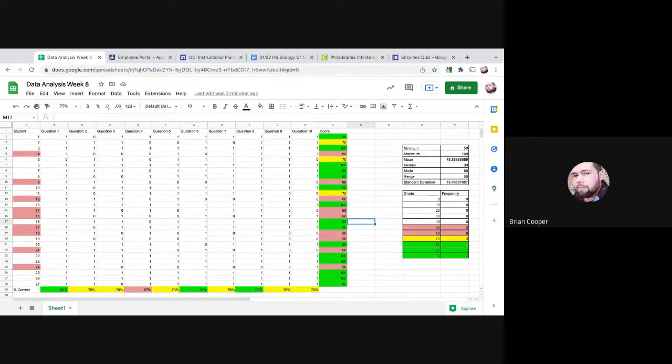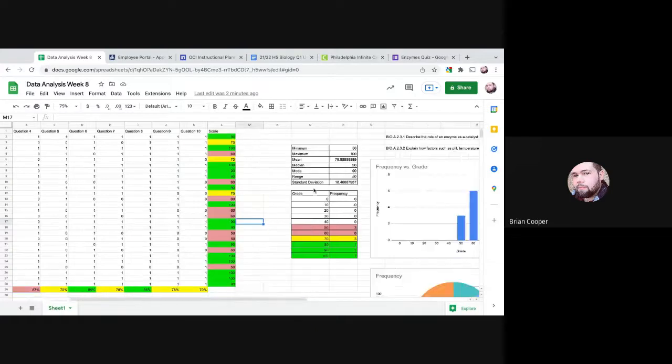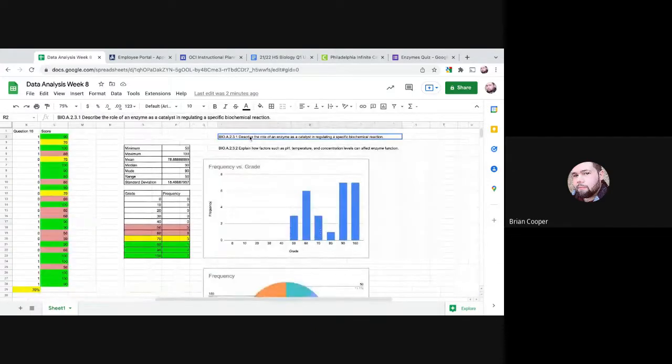What I chose to analyze was data from a quiz taken maybe a month or two ago that focused on the high school biology concept of enzymes. I was trying to assess these two standards given by Pennsylvania for preparation for the Keystone exams. The first standard states: describe the role of an enzyme as a catalyst in regulating a specific biochemical reaction, and explain how factors such as pH, temperature, and concentration levels can affect enzyme function.